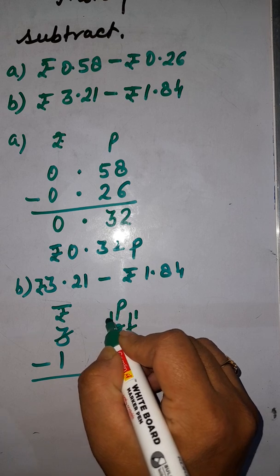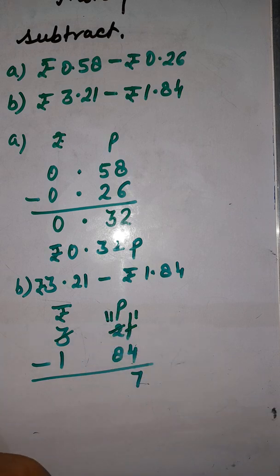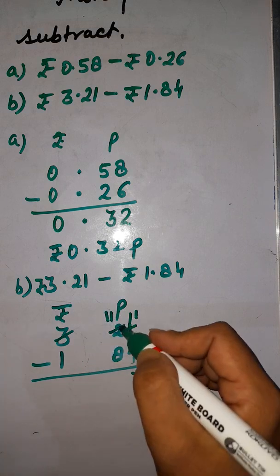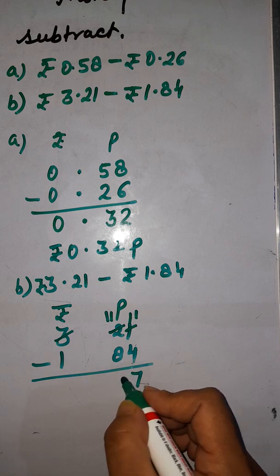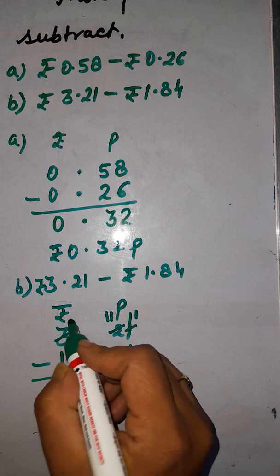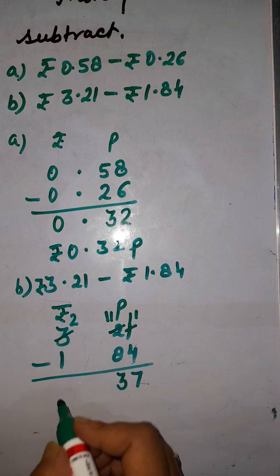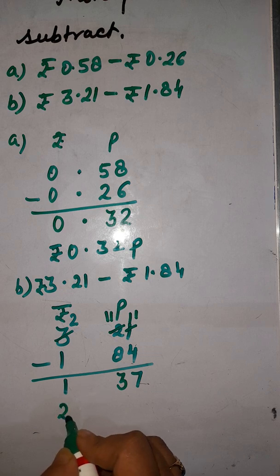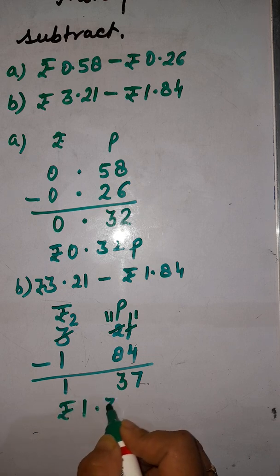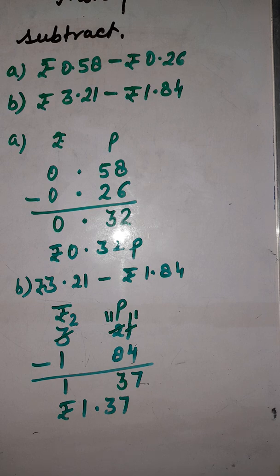Rupees से 1 borrow कर लेंगे. It will become 11. Now 11 minus 8 will get 3 and here 2. 2 minus 1 will get here 1. It means rupees 1 and 37 paise. Okay student? So we have done addition and subtraction also.